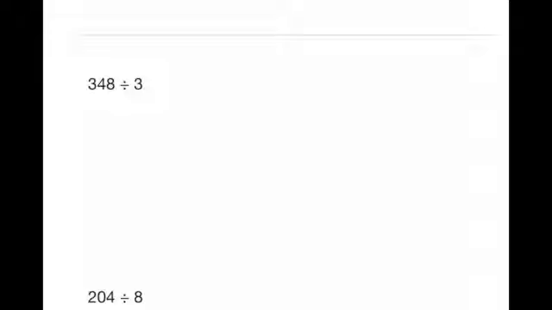Now on to division. So many people struggle with division. And I get it. It's not easy. So I really want to go over it with you because I really want you to do well. So I'm going to set it up first. 3 on the outside, 348 on the inside. So we're going to divide into that first number.